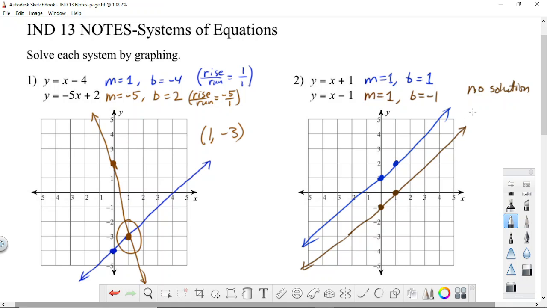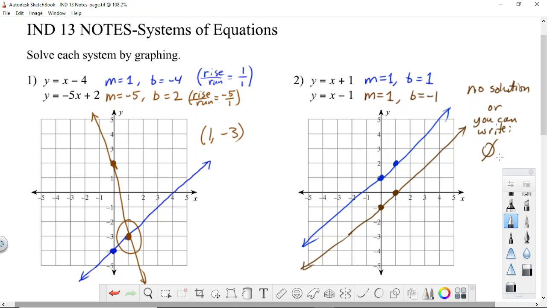just with the words no solution, or you can write that symbol, meaning the solution set is the empty set, no solution. You can write it either way.